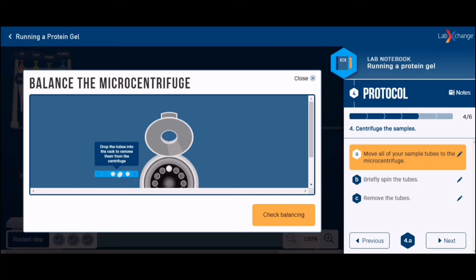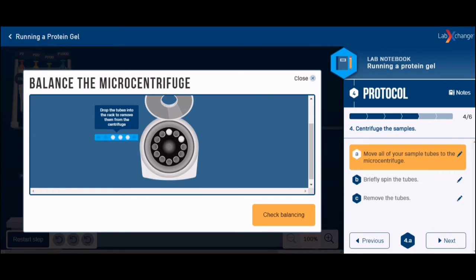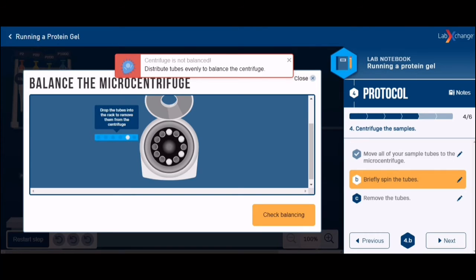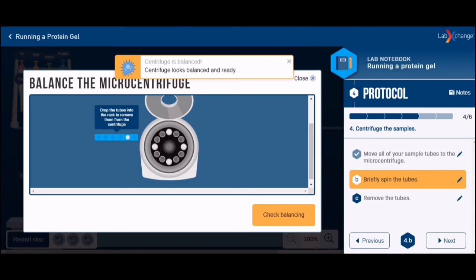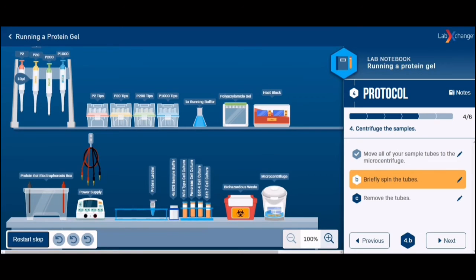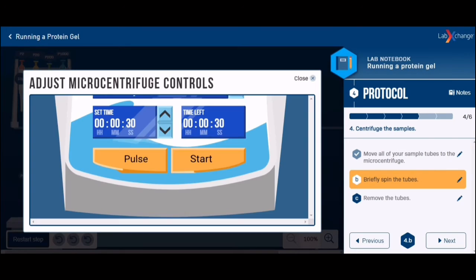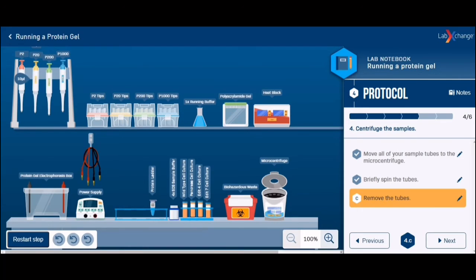We need to move all our sample tubes to the microcentrifuge. We need to put the samples in balance. This one is not balanced. I will rearrange it and balance it. When the centrifuge looks balanced, we will start and spin the tubes. After done spinning the tubes, we will remove the tubes.